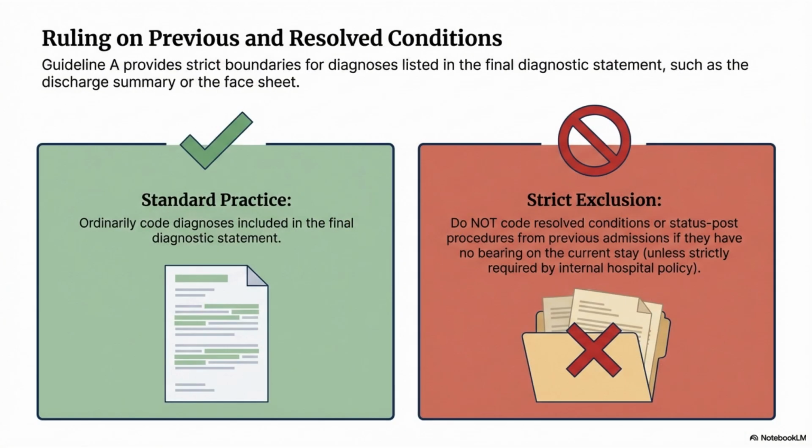Guideline A clarifies that coders ordinarily report diagnoses included in the final diagnostic statement, such as the discharge summary. However, resolved conditions or status post-procedures from prior admissions must not be coded if they have no bearing on the current stay, unless hospital policy specifically requires them.